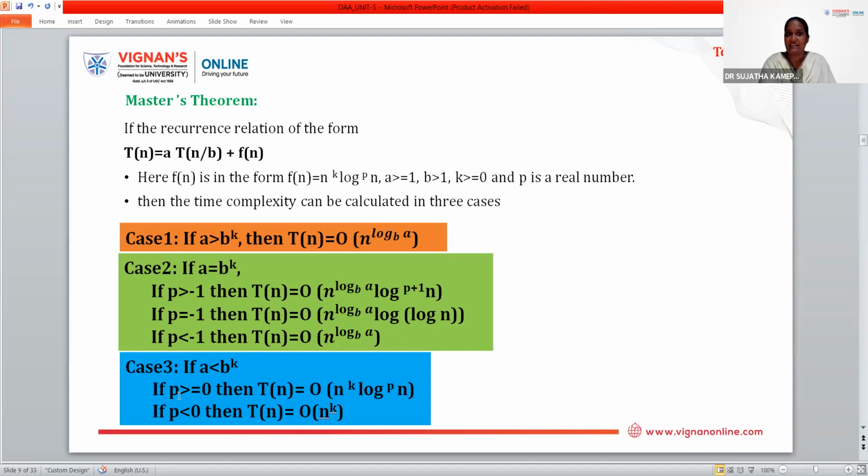In this case also, we'll check the p value. If p is greater than or equal to 0, then T of n is equal to big O of n power k log power p n. If p is less than 0, then T of n is equal to big O of n power k. Right. So directly by comparing the values of a and b power k and by checking the value of p in all those 3 cases, based on the given recurrence relation, to which case it falls, from that case, I can directly get the time complexity of any application by using these time complexity values.